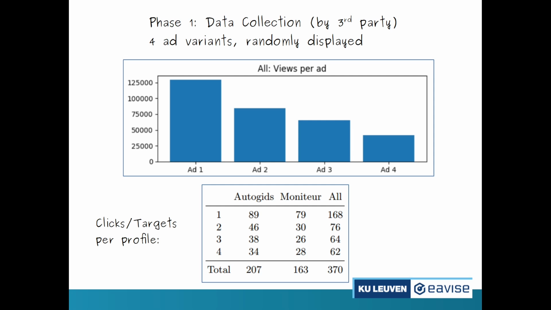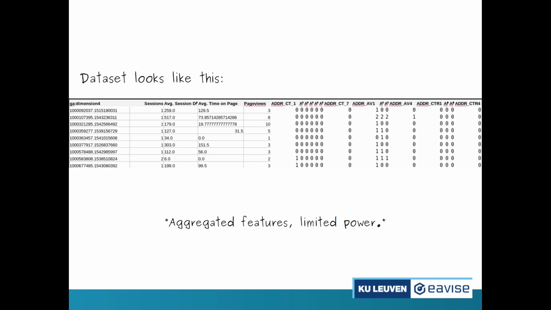The idea is that when a user clicks on an ad variant, we consider the user to belong to this specific profile. In other words, the ad variant clicks determine our targets to train our model with. Sometimes the user would click more than one ad variant, in which case we would use this user as a target for all variants clicked. The table on the bottom displays the number of clicks collected for each website and per ad profile, and so as you can see, in total we collected 370 positive samples.